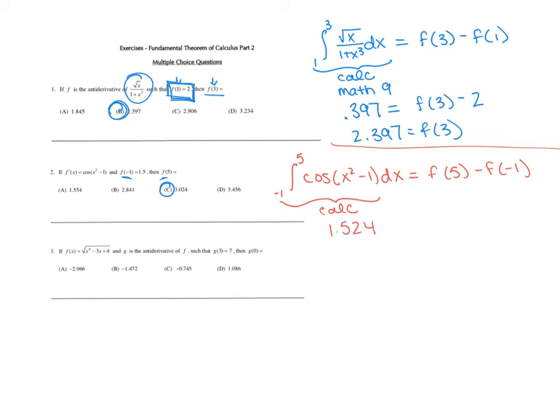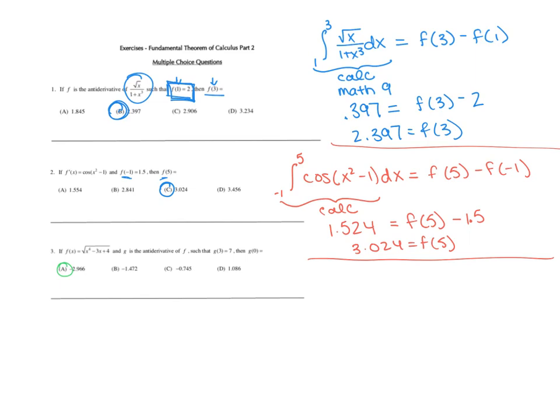I got 1.524. We're looking for f of 5, and we know that f of -1 is 1.5. So to get f of 5 by itself, we just need to add 1.5 to the other side, and I'm going to get 3.024. Okay, so the next problem is really similar, so why don't you pause this video and give it a shot. The answer to number three is going to be A.